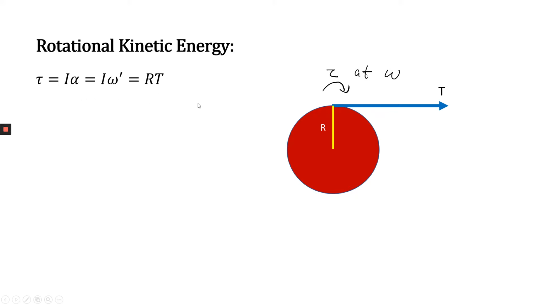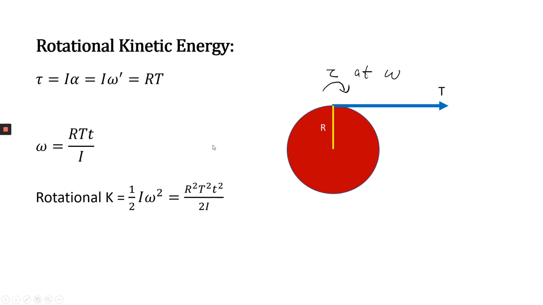And the torque in this case is obviously RT. And then we find omega is RTt over I. So the rotational kinetic energy is 1 over 2 I omega squared, which equals R squared T squared t squared over 2I. And then the total kinetic energy is therefore the sum of the translational kinetic energy and the rotational kinetic energy.